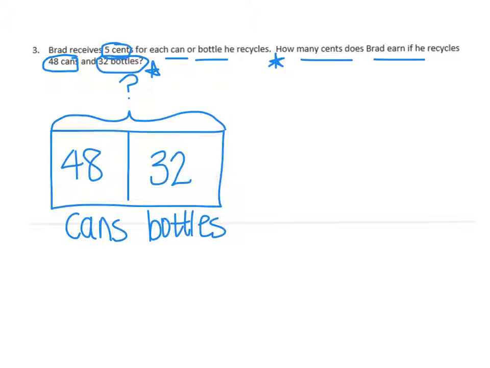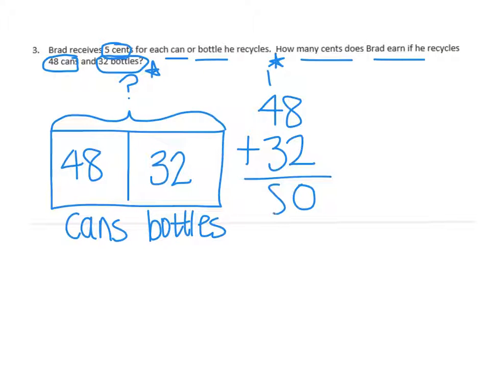What am I going to do with 48 and 32 mathematically? Am I going to add, subtract, divide, or multiply? Pause the video while you work to solve this and replay when you are ready. So I'm going to add the 48 cans with the 32 bottles. 8 plus 2 is 10. I'm going to write the 0 and carry the 1. 1 plus 4 is 5. 5 plus 3 is 8. So he recycled 80 cans and bottles total.